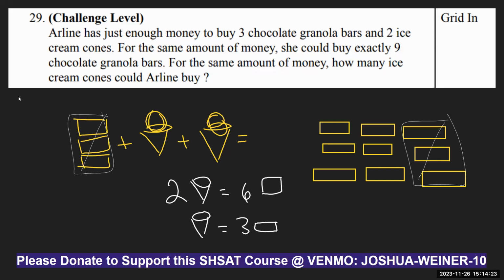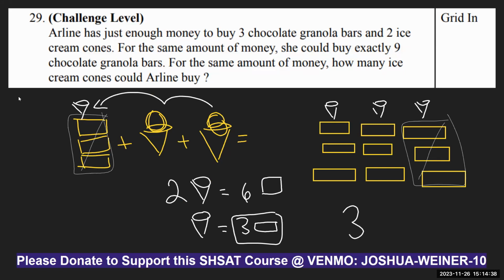Okay. So how many ice cream cones can she buy? Well, wherever we see an image of 3 granola bars, that's 1 ice cream cone, 1 ice cream cone, 1 ice cream cone. In other words, 1, 2. Yeah, that could be traded in for an ice cream cone. It's worth 3 cones. See?